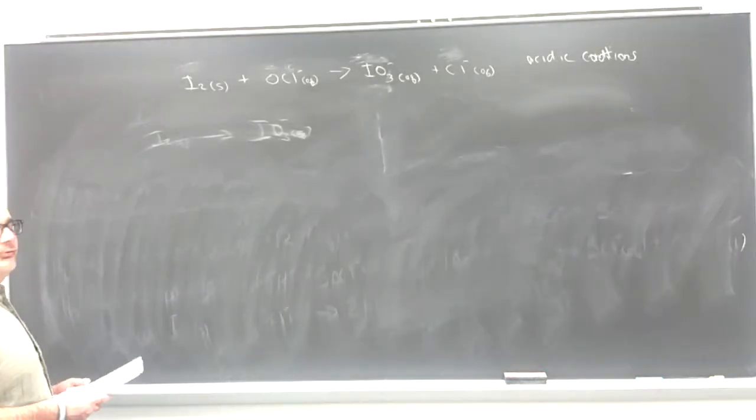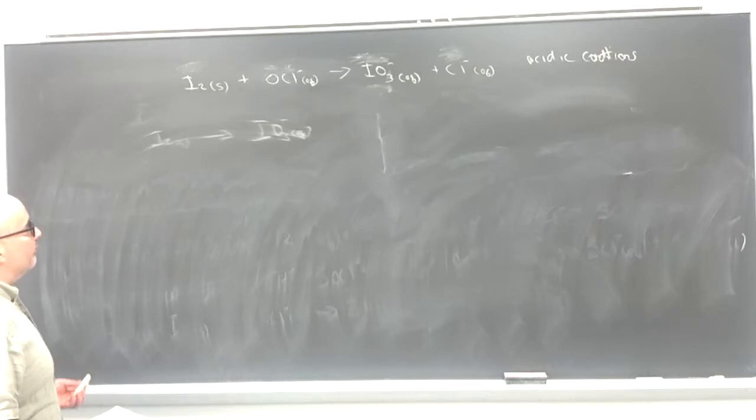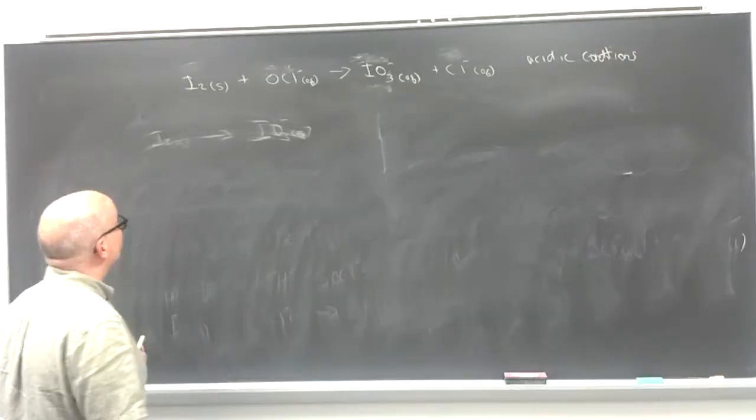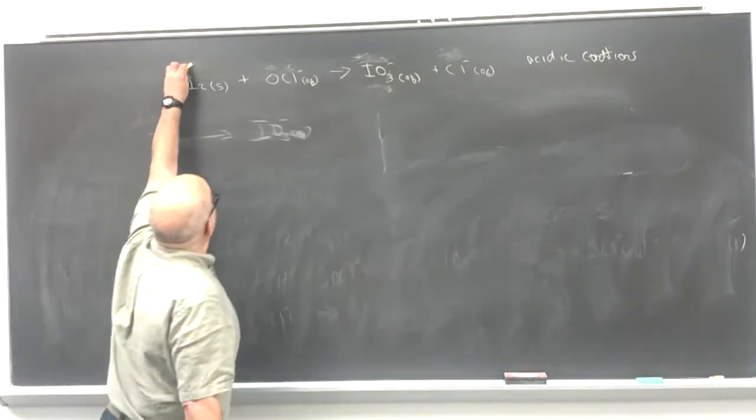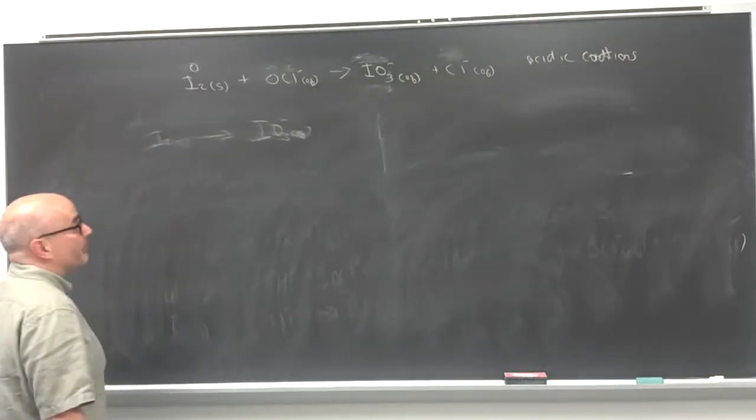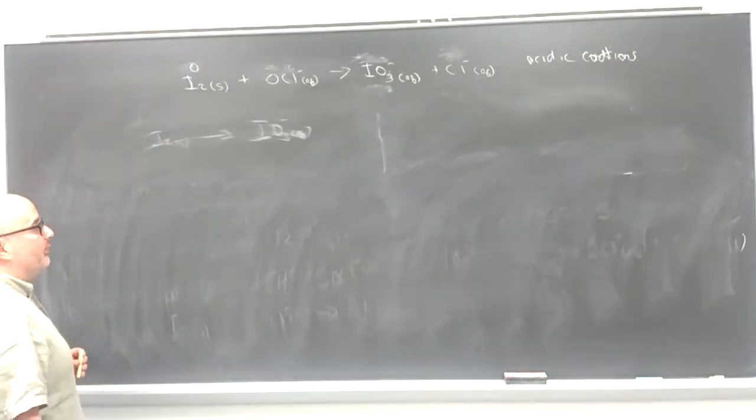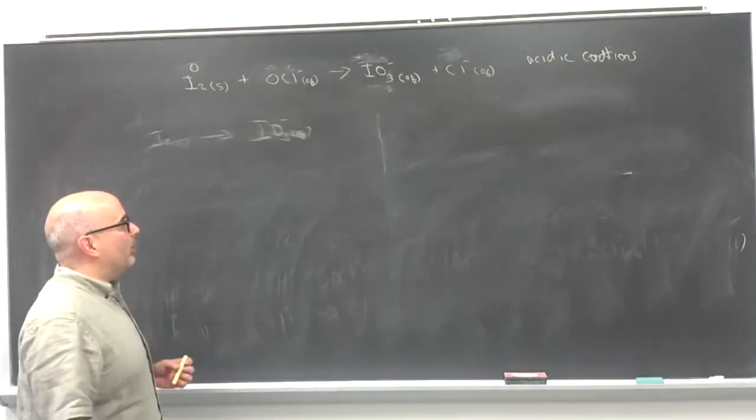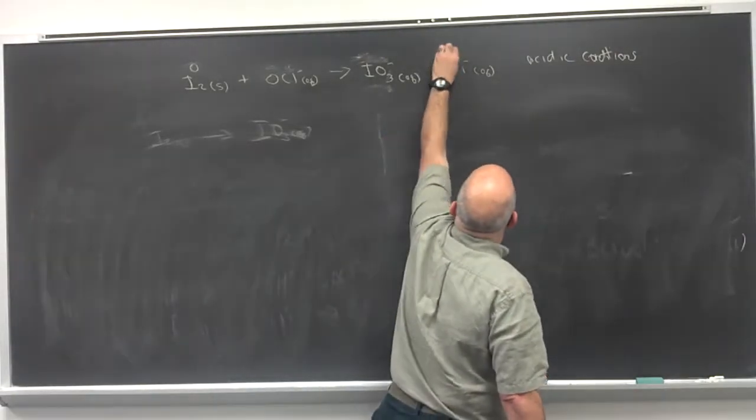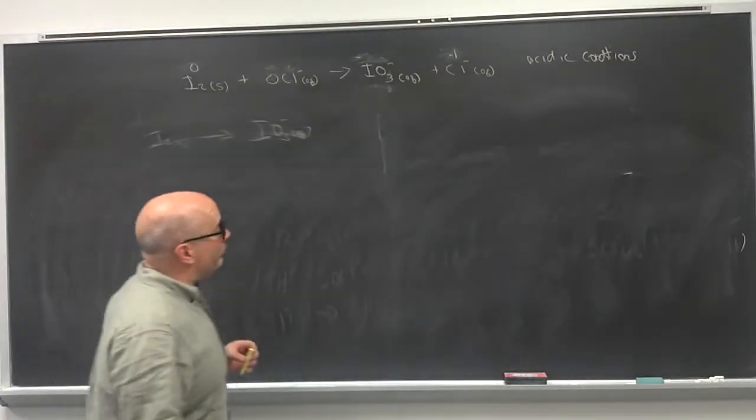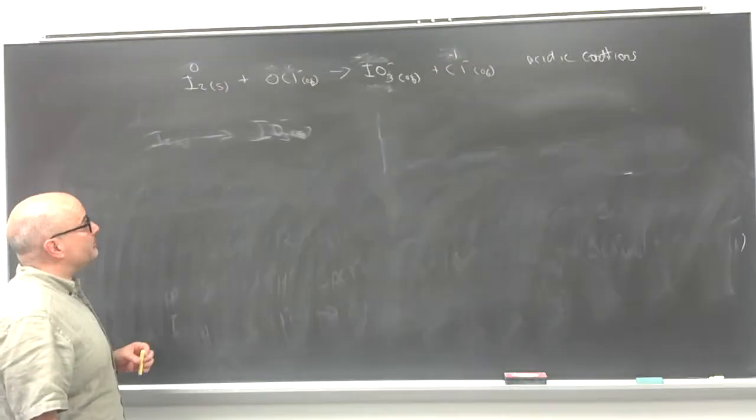So the first thing we need to do is to assign oxidation numbers to everything so we can see what's being oxidized and what's being reduced. Start with the easy ones. The oxidation number of any element in its natural form is just 0, which takes care of I2. The next easiest ones, the oxidation number of any element that is a monoatomic ion is equal to that charge, which means the oxidation number of chlorine in chloride is -1.